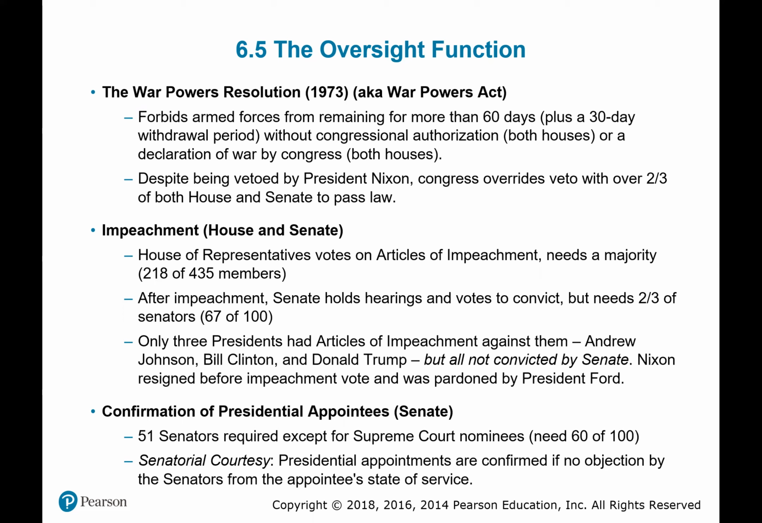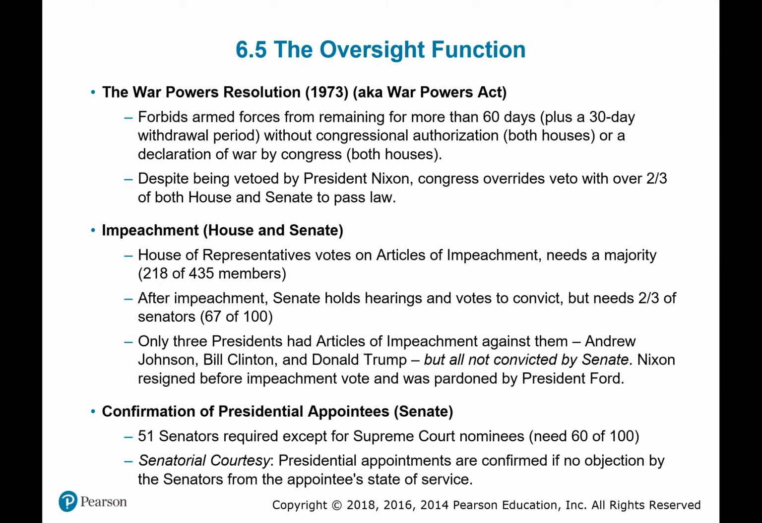Based on the Constitution, we have the power to wage war, and it was never officially voted on in Congress. So we need something to control the powers of the president, because the president, as commander-in-chief, can send troops into war. So this forbade armed forces from remaining for more than 60 days, plus a 30-day withdrawal period, without congressional authorization, both houses, or a declaration of war by Congress. So the Congress has to approve of any long-term actions.